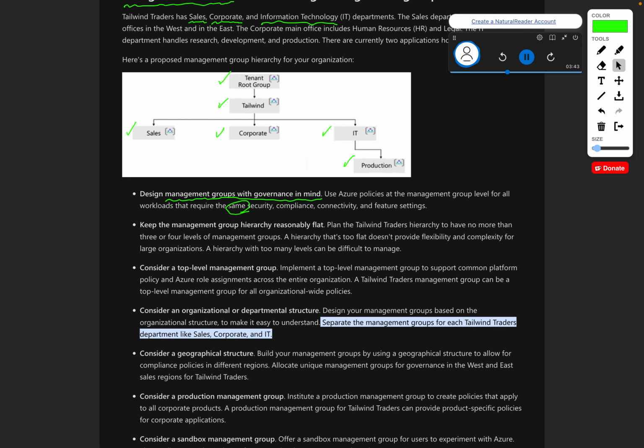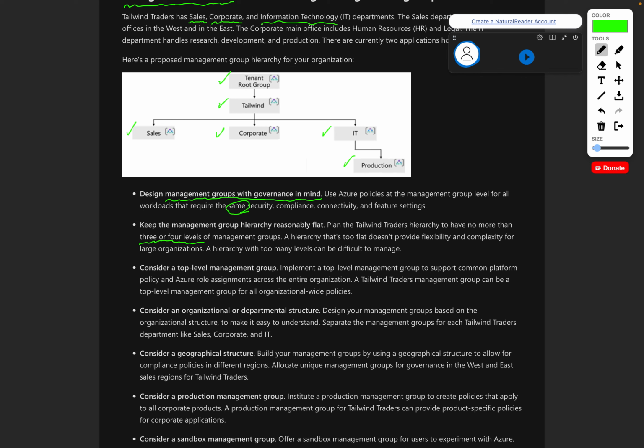Keep the management group hierarchy reasonably flat. Plan the Tailwind Traders hierarchy to have no more than 3 or 4 levels of management groups. A hierarchy that's too flat doesn't provide flexibility and complexity for large organizations. A hierarchy with too many levels can be difficult to manage.